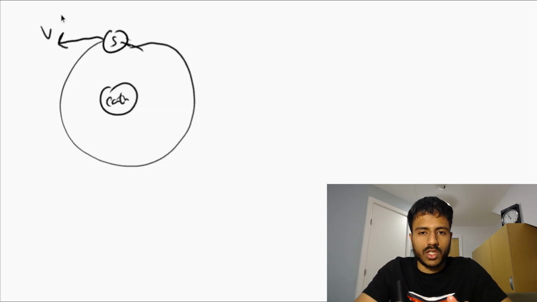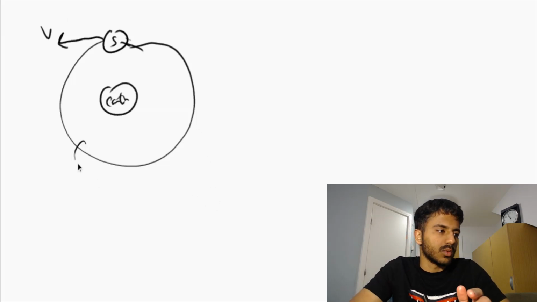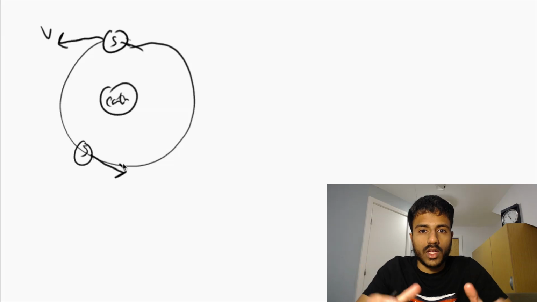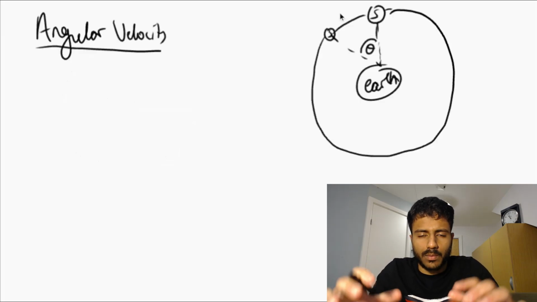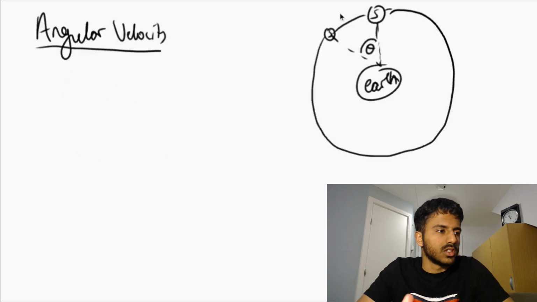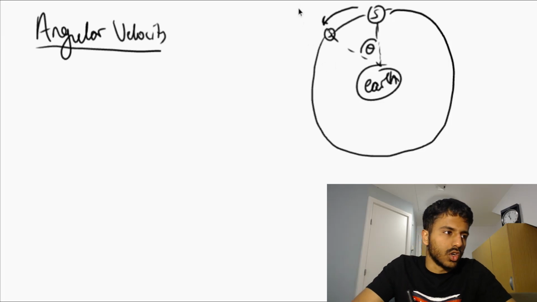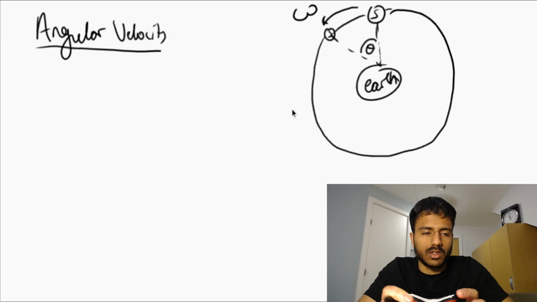The linear velocity is tangential. So if this satellite was here, the linear velocity would be that way. And this is something that you are already familiar with. Now, angular velocity, particularly for things in circular motion, is given by how quickly this angle changes with time. And angular velocity is denoted by this Greek letter omega. It looks like a W, but it's not quite.